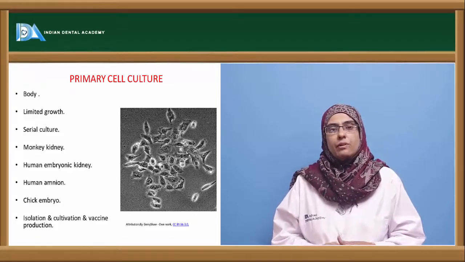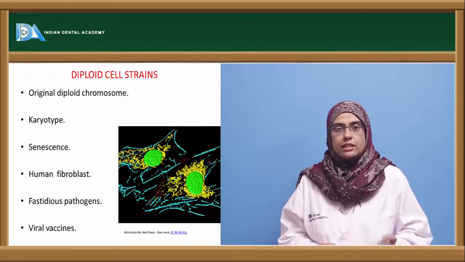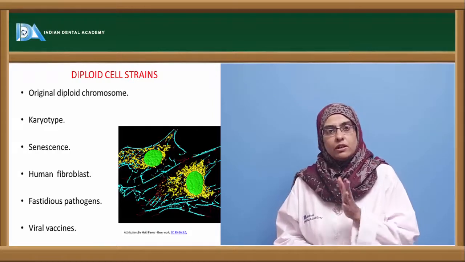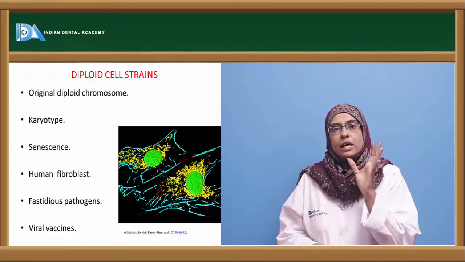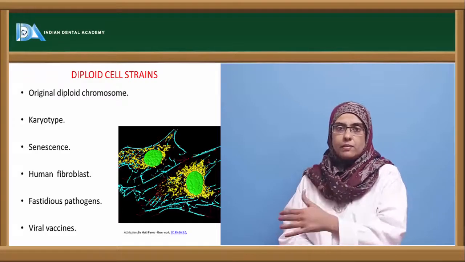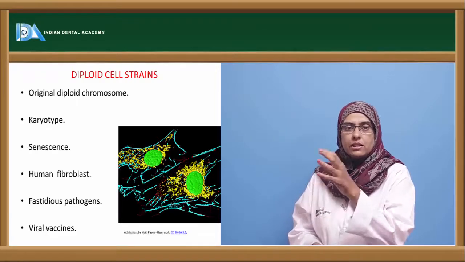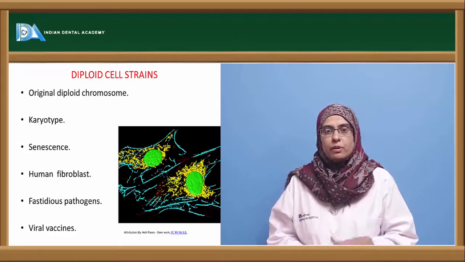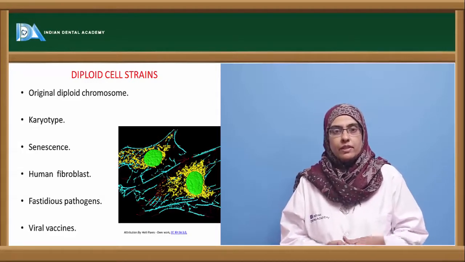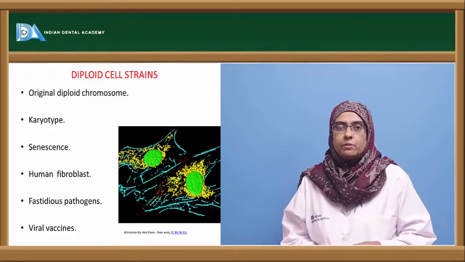Next we have diploid cell strains. In the case of the diploid cell strain, the original characters of the diploid chromosome or the karyotype are usually maintained for serial subcultures, but after growth for about 50 subcultures, the cells usually senesce. The example of this is the human fibroblast, mostly used for the growth of the fastidious group of organisms and also for viral vaccine production.